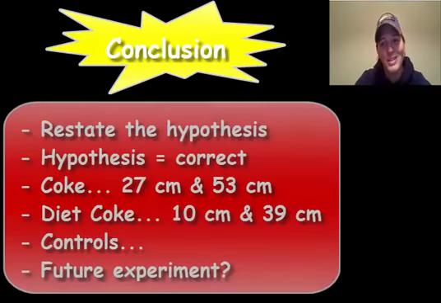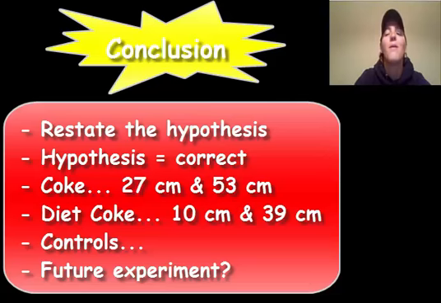It's not in complete sentences as yours is, but this is what I've got. I'm going to restate the hypothesis. My hypothesis was that Coke would work better, and my hypothesis is true. Coke had, with 4 Mentos, 27 centimeters of height, and with 7 Mentos, 53 centimeters of height. Diet Coke only had 10 centimeters and 39 centimeters.